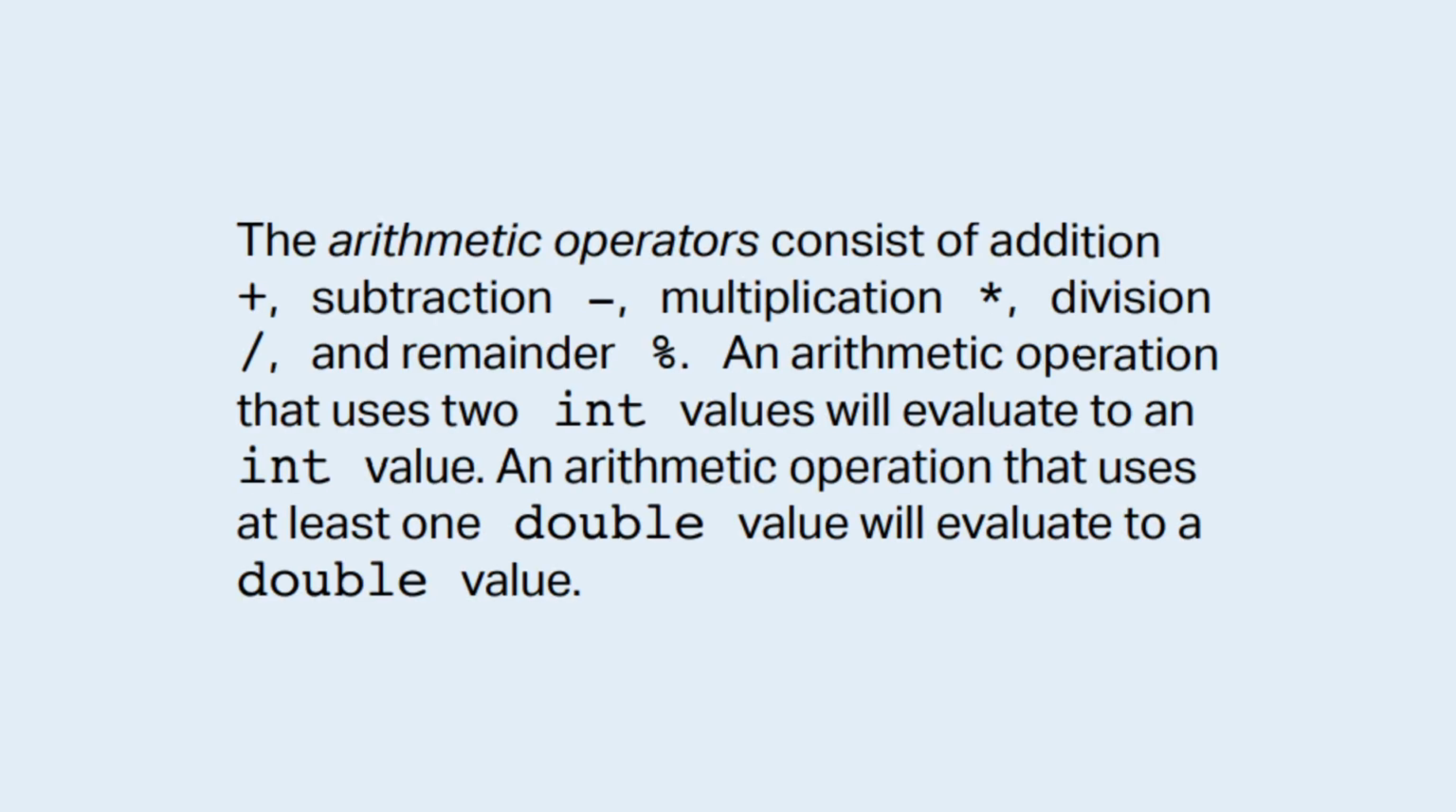The arithmetic operators consist of addition, subtraction, multiplication, division, and remainder. An arithmetic operation that uses 2 int values will evaluate to an int value. An arithmetic operation that uses at least 1 double value will evaluate to a double value. The ones you should already be familiar with, addition, subtraction, multiplication, and division, are signified with a plus sign, a minus sign, an asterisk, and a forward slash, respectively.